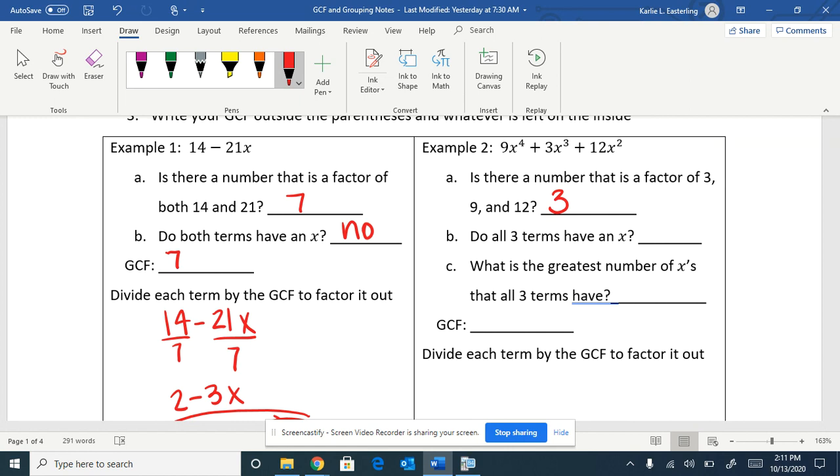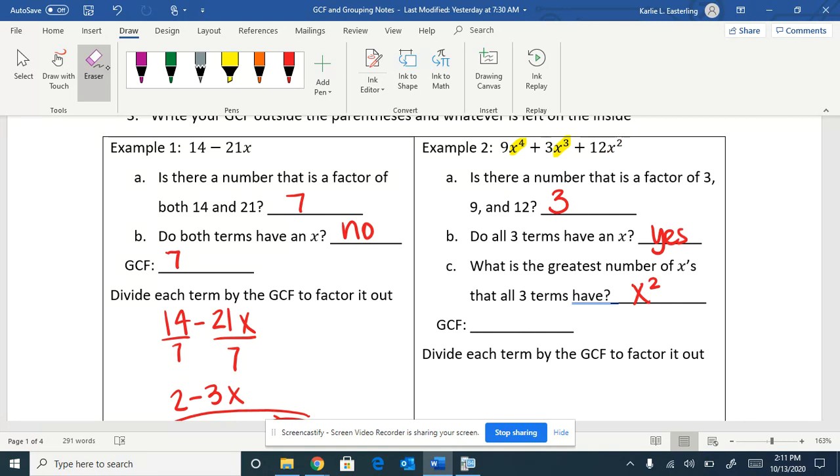Do all 3 terms have an x? I hope that you see that there's an x to the fourth, an x cubed, and an x squared. Therefore, yes, they do. What is the greatest number of x's that all 3 terms have? That's kind of confusing, but what it's really asking is, we have x to the fourth, x cubed, and x squared. So they all have at least 2 x's because of this x squared right here.